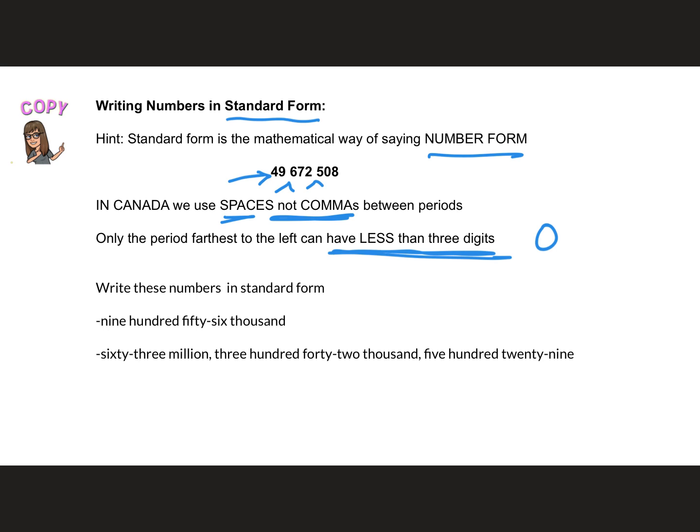Now we're going to pause after you've done your copying, and we're going to ask you to write these numbers in standard form. So go ahead and hit pause. Write these numbers in standard form. Remember, standard form means in number form. Go ahead and do that now. All right, let's see how you did.